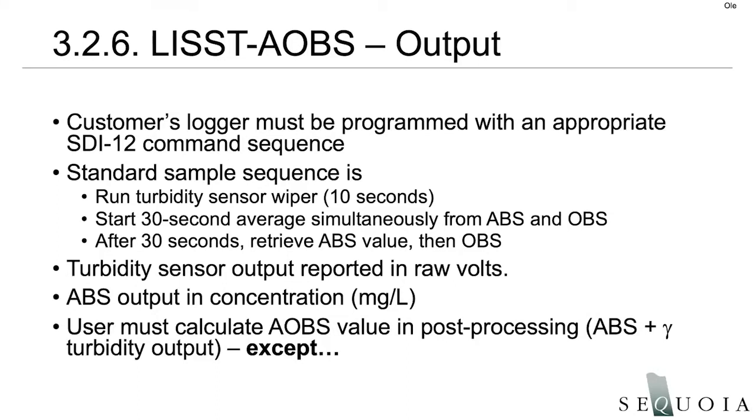For the AOBS, as it comes from Sequoia, we just provide the turbidity sensor output in raw voltage and the output in concentration. And then the user has to calculate the AOBS value in post-processing by using the pairing factor, which is stored on the instrument.